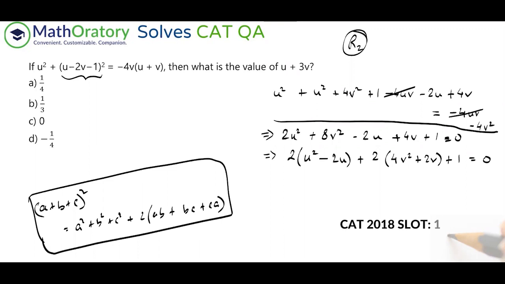So now coming to the whole square bit. Okay, I made a mistake here. Sorry for that. This will be 2u square minus u because you have taken 2 common. So this is 2u square minus u. So let me try to make the whole square here.